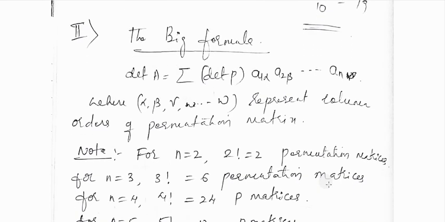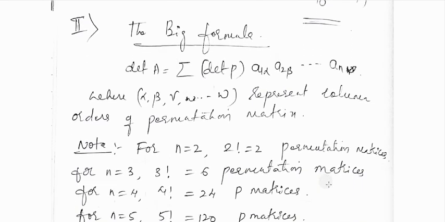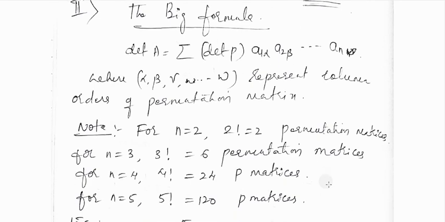Moving on to the second formula, which is very important, known as the big formula. Here in the big formula, the permutation matrix plays a very important role, along with the column orders of the permutation matrix. In the last session, we discussed the permutation matrix. As we know, a permutation matrix of order 2 is nothing but an identity matrix, but the places of ones will be different in permutation matrices after permuting the elements.